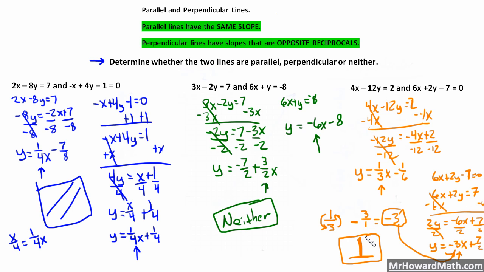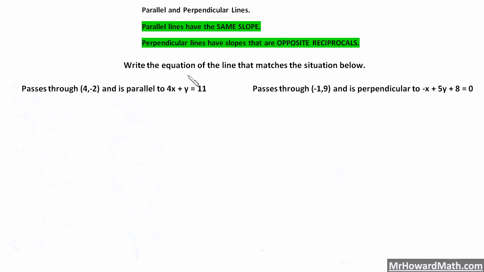Alright, so let's look at a couple more examples here. Alright, just 2 more examples and we'll call this video good. Alright, so here's another example type of problem that you would see in relation to parallel and perpendicular lines. So the basic instructions are: write the equation of the line that matches the situation below. This first situation right here, do this in blue, says the line that passes through 4 comma negative 2 and is parallel to 4x plus y equals 11.